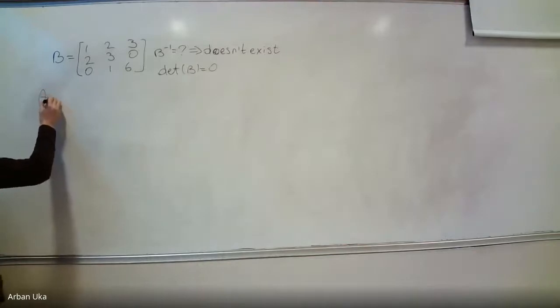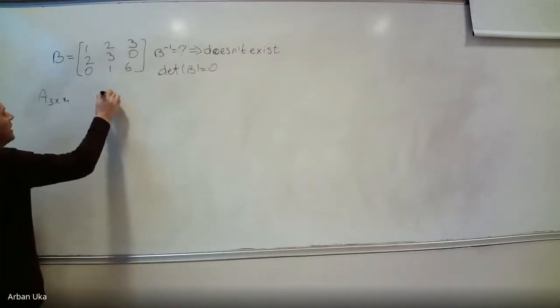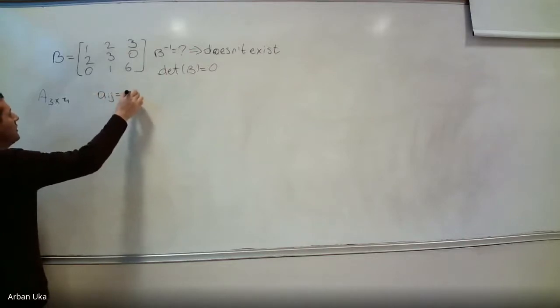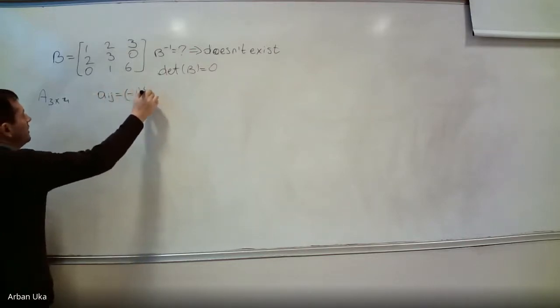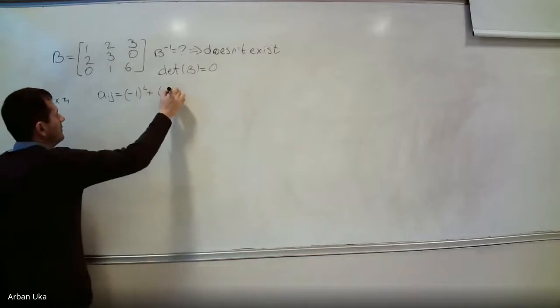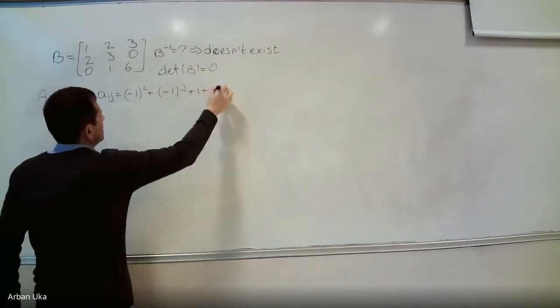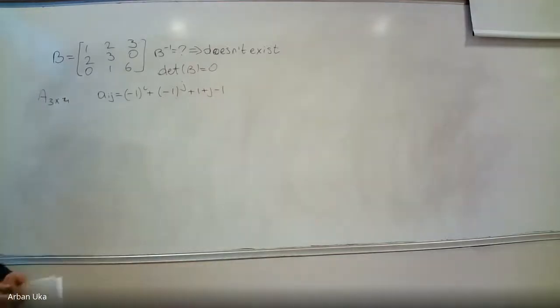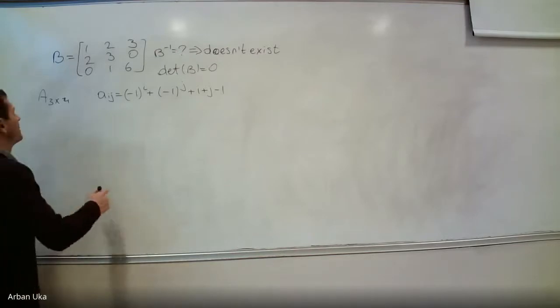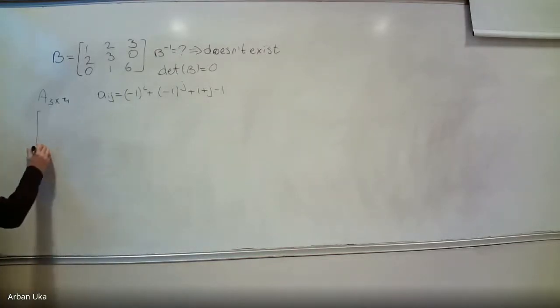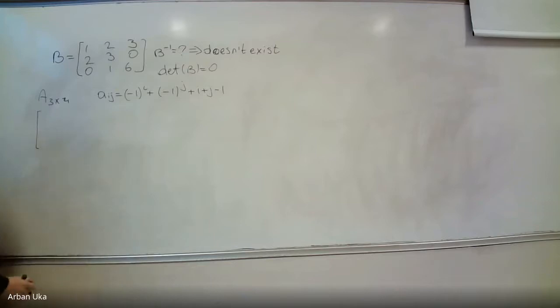Now let's assume we have a matrix A, which is 3 by 4, where Aij is equal to -1 to the power i plus -1 to the power j plus i plus j -1. Okay, I just made it up now. A combination where we want to figure out what the matrix elements are. So let's try to see what this matrix is.